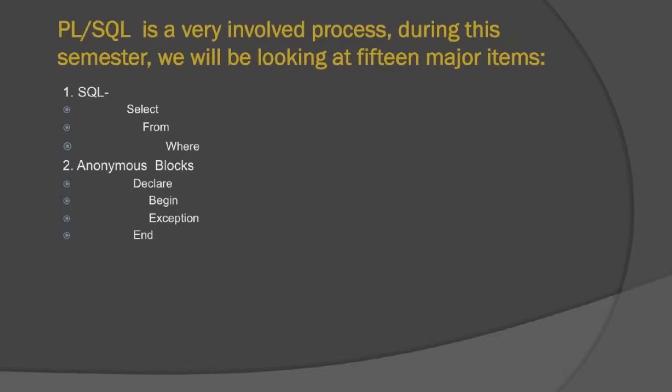The exception is where you capture information that is outside some established parameters. Yes, it could be an error, or it could be something that's just outside parameters. It doesn't necessarily have to be an error. It could be just data that's not consistent with what you're looking for, and then you end. Now, there are two kinds of blocks. There's the anonymous block that is not stored, and there's a named block that is stored.